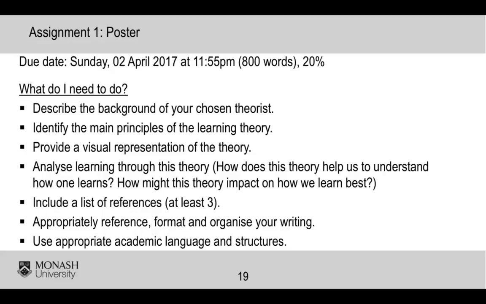Now, we've talked a little bit about this academic poster in the weeks prior to submitting, but what you need to do is describe the background of your chosen theorist. So first you have to choose a theorist, but then describe their background, and we'll do some practice with this in tutorials, on how you give background without just copying Wikipedia, which cannot be one of your references, just to let you know. While it can be helpful in trying to sort out information, you do need to have more credible references than Wikipedia.